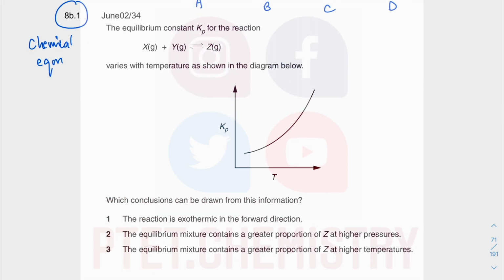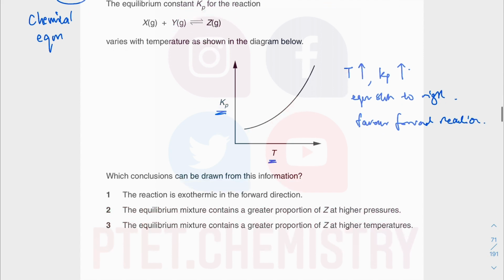If we go straight into this first question, this is a graph of Kp against temperature. So what you can see is as temperature increases, Kp increases. That is the first conclusion. As temperature increases, Kp increases, so your equilibrium shifts to the right. You get more Z, and less of X and Y. Equilibrium shifts to the right, favoring the forward reaction.